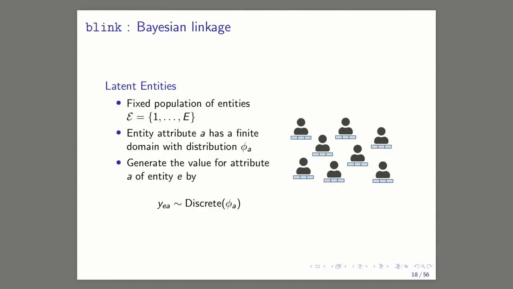Okay, so finally the model. First I'm going to explain the original model, which is from a paper that I wrote in 2015. It's known as Blink. There's an R package for this on CRAN. The idea is you have a fixed number of population entities, eta here, going from 1 to e.